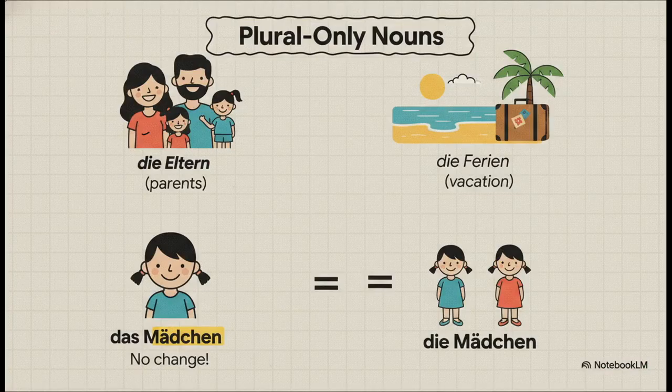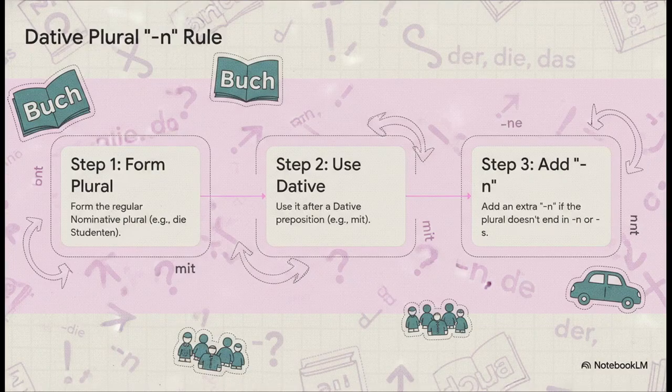So for starters, some nouns only exist in the plural form. Think of words like die Eltern for parents or die Ferien for vacation. And here is an awesome shortcut for you. Any word that ends in chen or lein, those are called diminutives, never changes in the plural. Das Mädchen, the girl, becomes die Mädchen, the girls. How great is that?